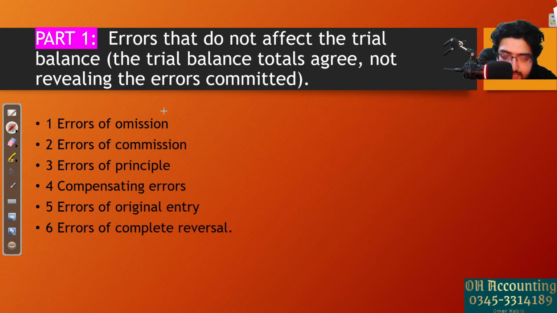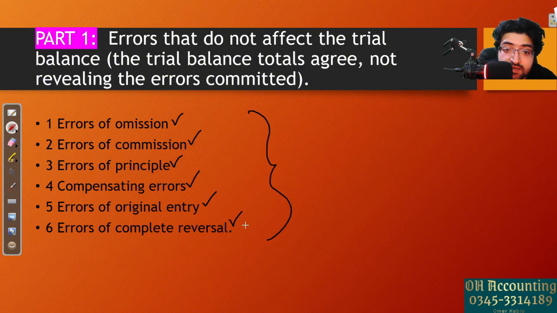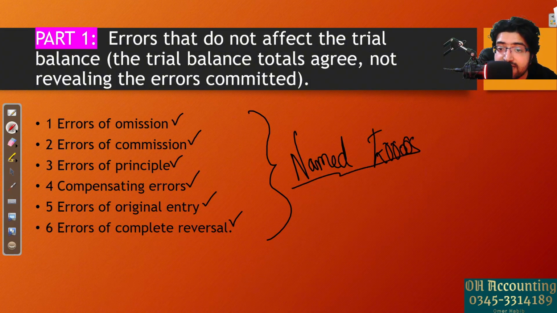Okay, I'm just reading the names first. The first error is error of omission. Then we have error of commission, error of principal, compensating errors, errors of original entry, and errors of complete reversal. So as you can see, these errors have a name. These are our named errors. We have given a name to these errors. So all the errors that have a name, they do not affect the trial balance totals.